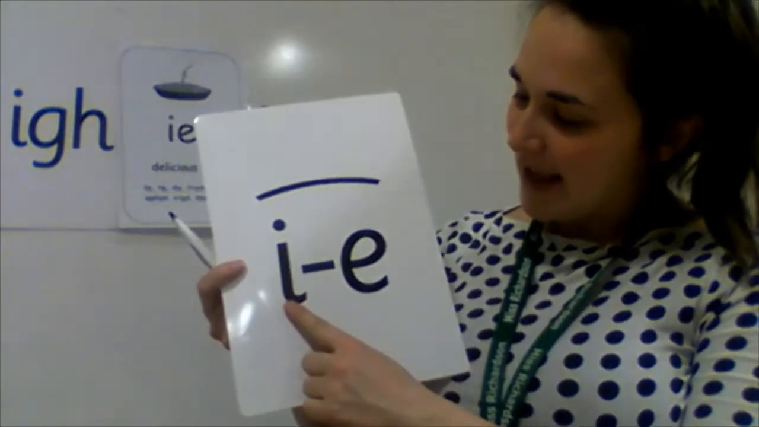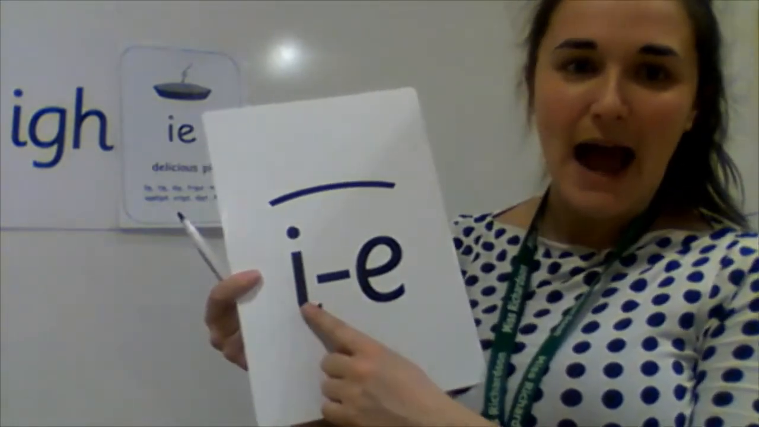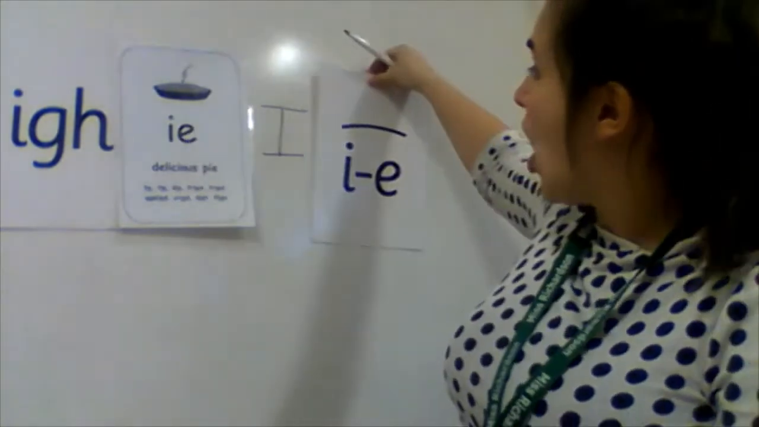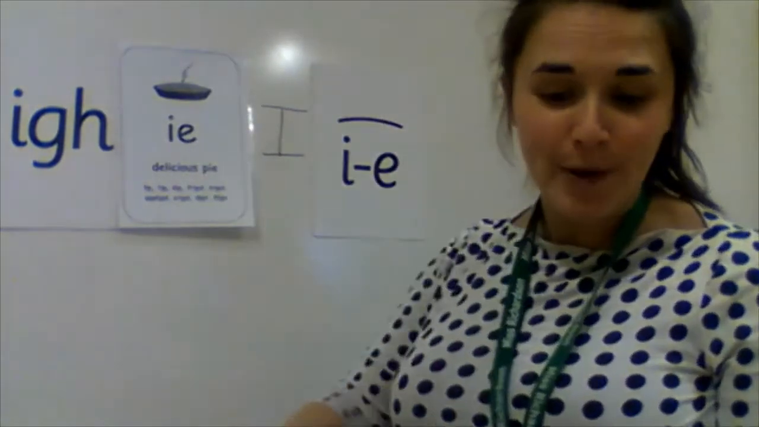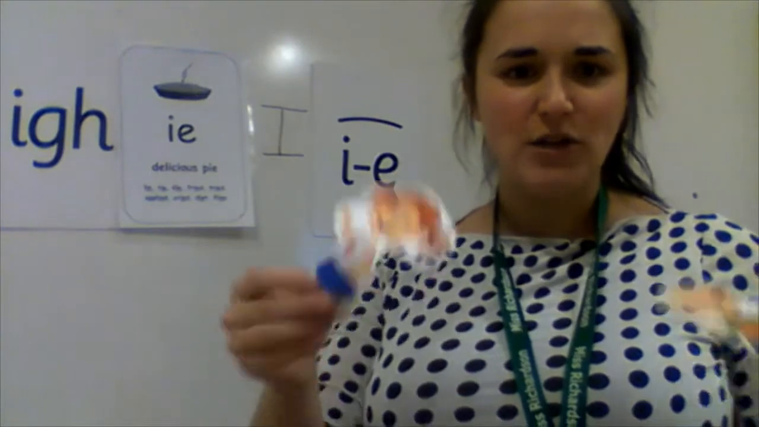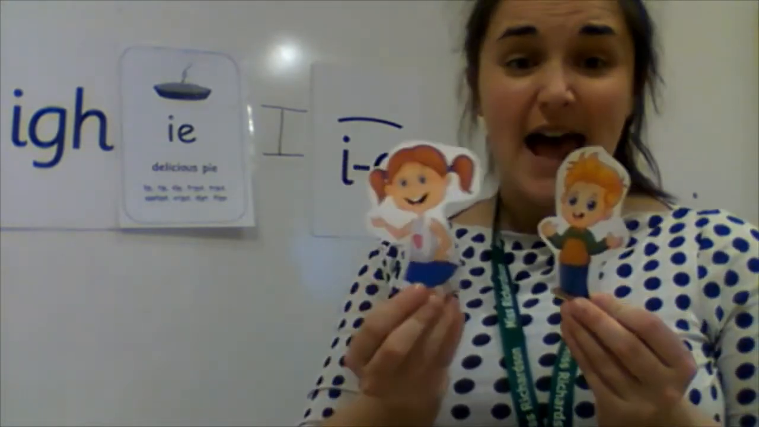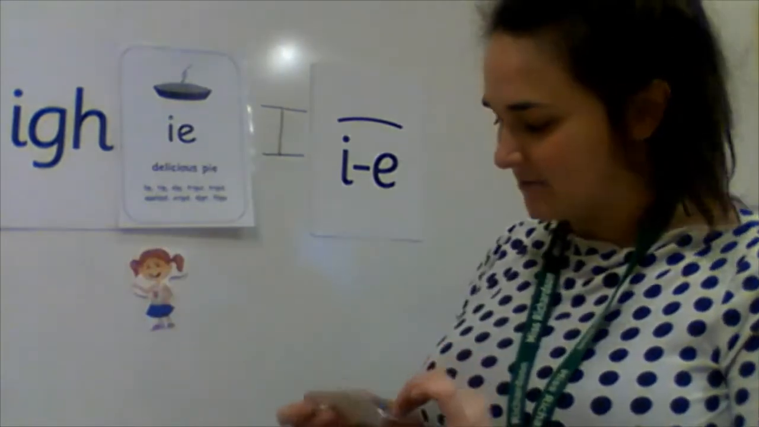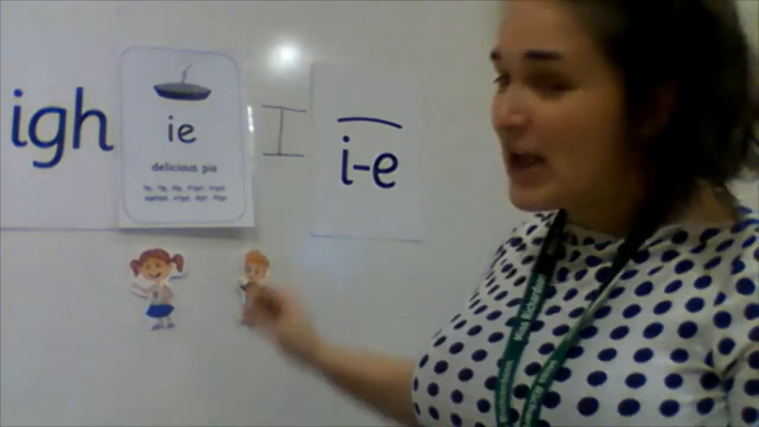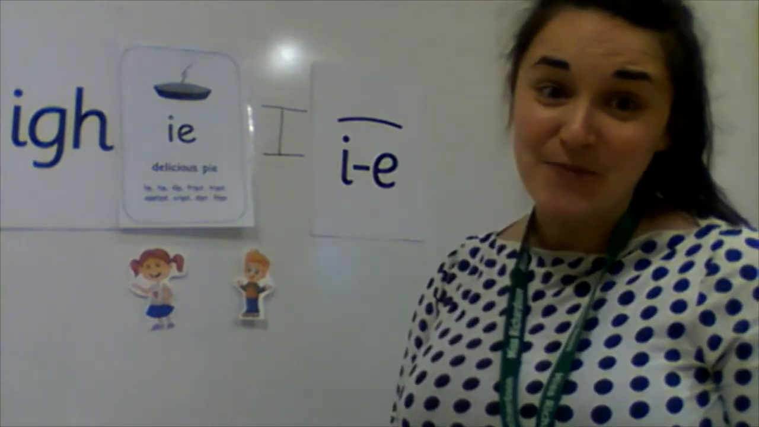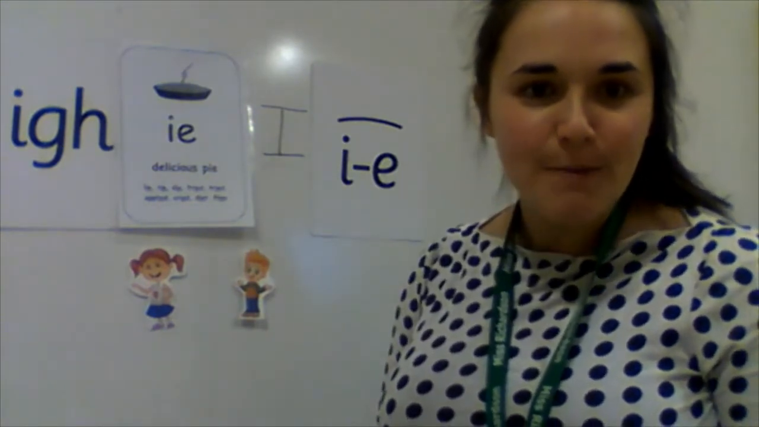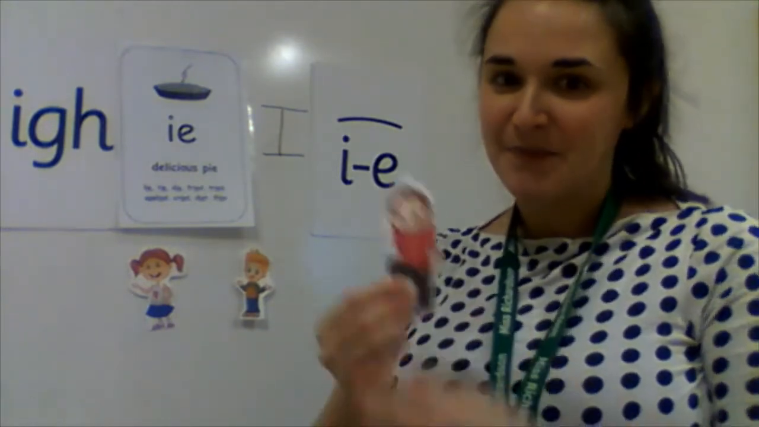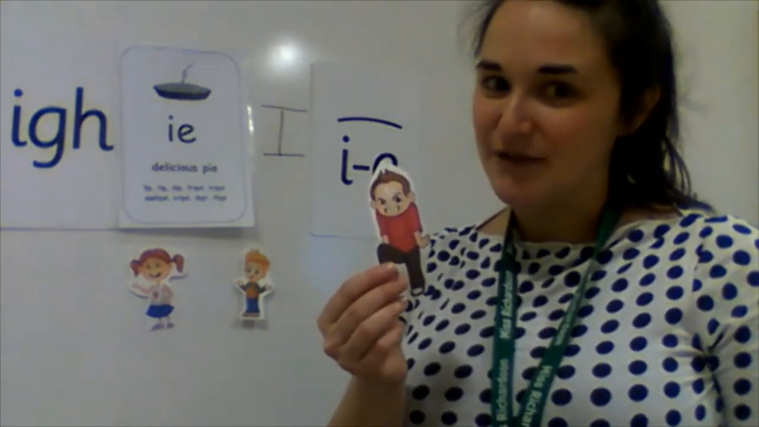So I've got my I and my E, but they are not together. They are split up. Can you remember from last week I had 2 characters and they were best friends? Let me put them on my board again. They always play together, but there was somebody trying to wriggle in the middle. Can you remember? Here is my naughty friend.